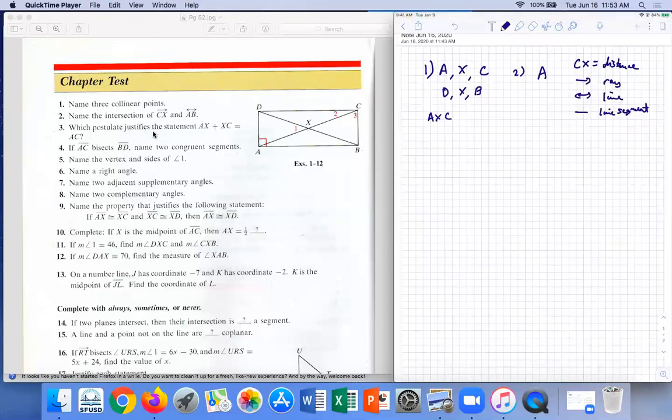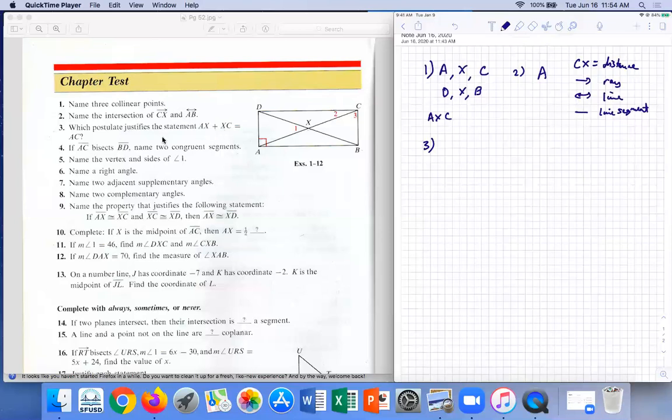Number three, which postulate justifies the statement AX plus XC equals AC? See how it's distance AX plus distance XC is equal to the whole distance. This is a postulate. Remember, a postulate is an idea that doesn't need to be proven, right? We just kind of accept it. There isn't a proof for it. We learn a few postulates, and we use these postulates and other ideas in geometry like definitions and properties of equality together.